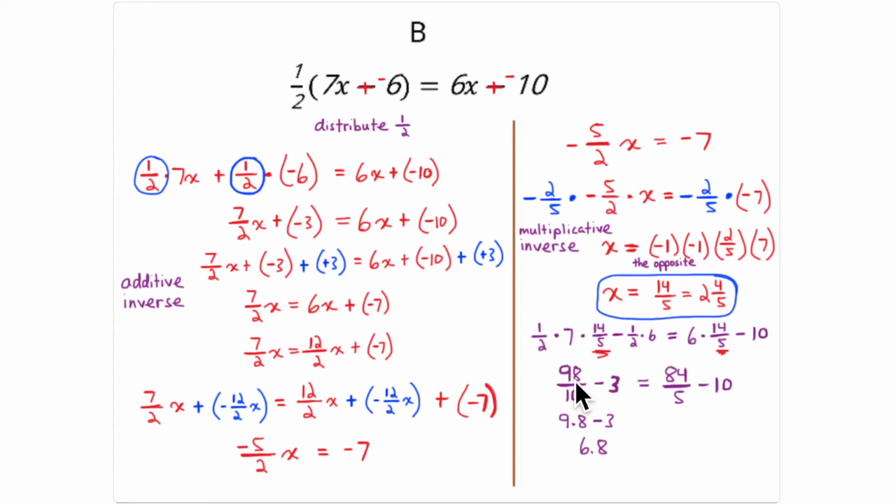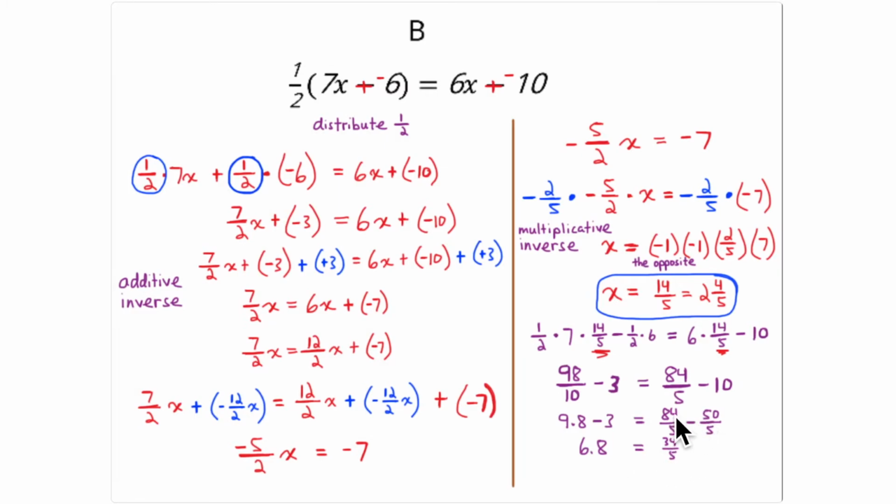So this is 98 tenths, which is the same as 9 and 8 tenths. It's like having 98 dimes. 98 tenths, that would be $9.80, or $9.08, or 9 and 8 tenths. All of that minus 3. Well, 9 minus 3 is 6. This becomes 6 and 8 tenths.